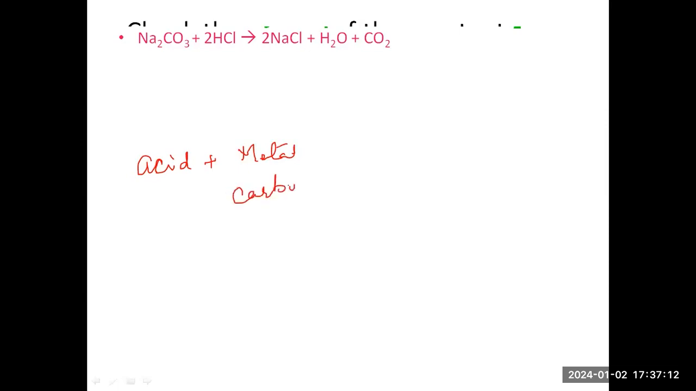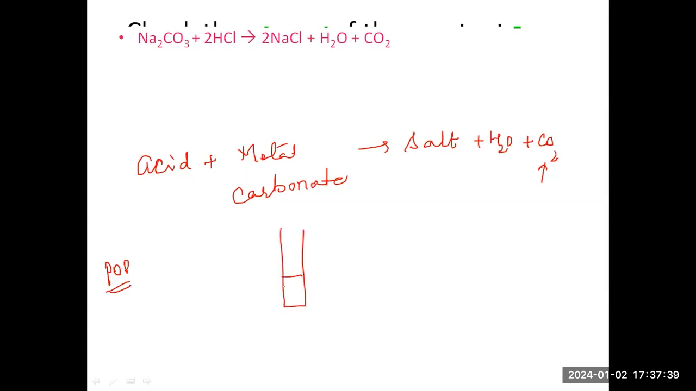Now, we saw just now that acid and metal carbonate or metal hydrogen carbonate will give salt, water, and CO2. So carbon dioxide is a gas. This time also you will see some bubbles, but we are not sure whether it is carbon dioxide or some other gas. So the way we saw a test for hydrogen gas, the pop sound test, we have another test for CO2 also. What you have to do is you take a test tube with some lime water into it.